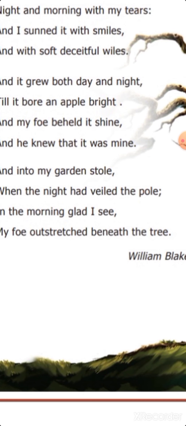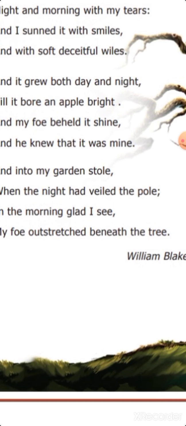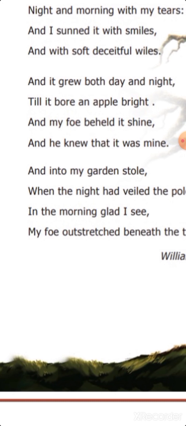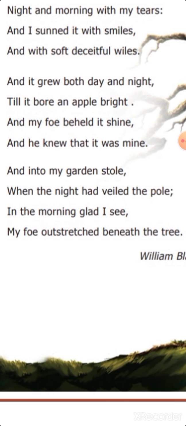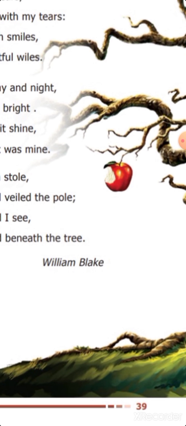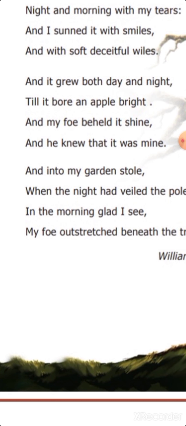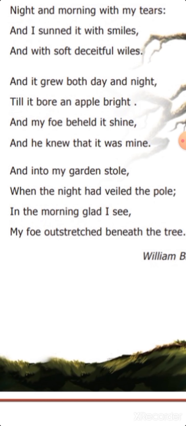My foe outstretched beneath the tree. What is the meaning of my foe, children? What did he do? He was lying beneath the tree, outstretched, lying down. But I am very happy to see that. Why was he lying? He died. How did he die? The enemy came to his garden, came to his place, and he ate that bright apple. After biting the apple, you can see the half bitten apple here, the enemy died there, beneath the tree. In the morning the poet's anger changed into gladness. The anger changed, he became happy. Why was he happy? Because he saw his enemy outstretched beneath the tree.